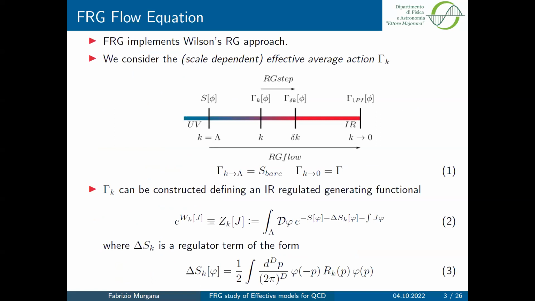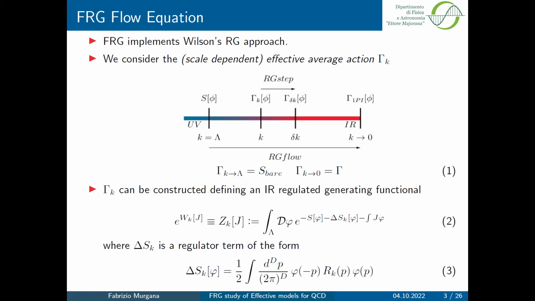As I said, it implements the idea of Wilson to integrate momentum scale by scale, by integrating fluctuations by momentum shells. And this can be done using the so-called effective average action, Gamma_k. Gamma_k is basically the generator of the one-particle irreducible vertices, and it depends on a scale parameter k. It flows from the bare action at the scale Lambda, which is the cutoff of your theory, to the full effective action in the IR when k goes to 0. And this is done by integrating momentum shells of order k, so around k.